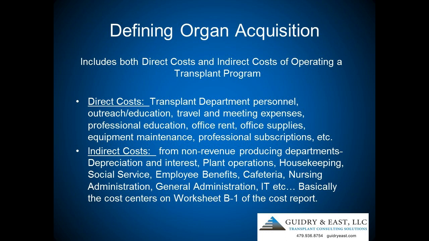And then on top of that, you've got obviously the indirect cost, which is an additional cost added to direct for non-revenue producing departments. And that includes depreciation and interest, plant operations, housekeeping, social services, any other non-revenue producing department within the hospital. So basically, these are the cost centers normally reflected on worksheet B1 of your hospital cost report.